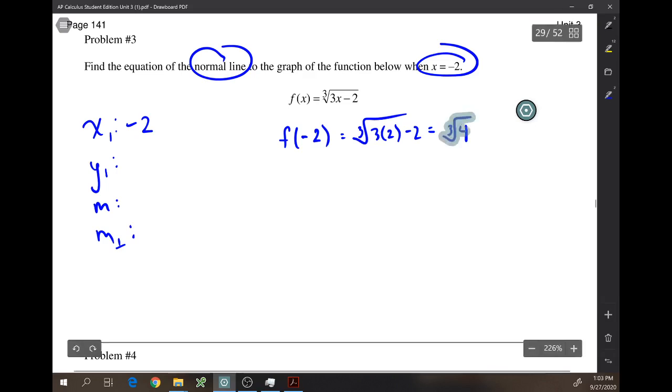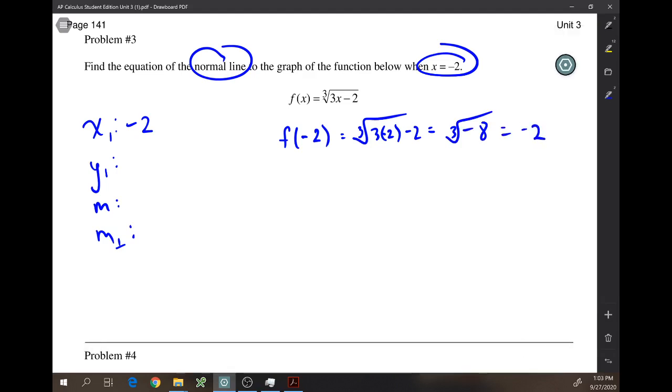I forgot. I messed up there. It's negative 2. So 3 times negative 2 is negative 6. Minus 2 is the cube root of negative 8. Okay, and cube root of negative 8 is just going to go to negative 2. The cube root of 8 is 2.